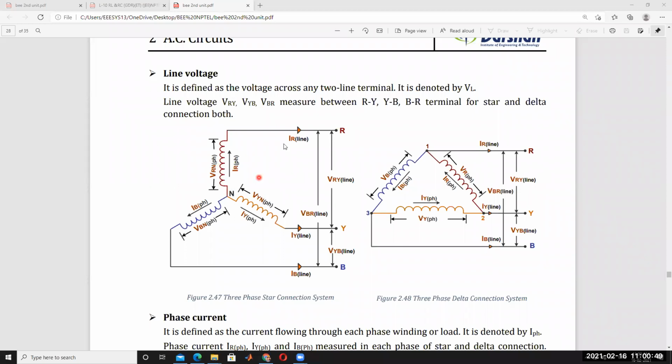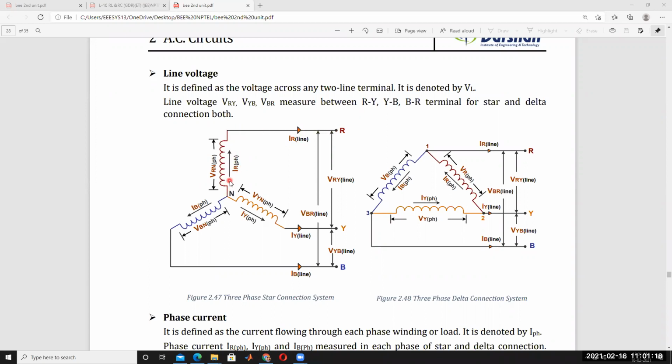From the current point of view, consider the line current IR, flowing like this. IY line current flows like this, and the current flowing in the B line is like this. So here is the line current. What is the phase current here? IR phase. This is called the phase current. This is called the line current. So the phase current is the same as the line current.